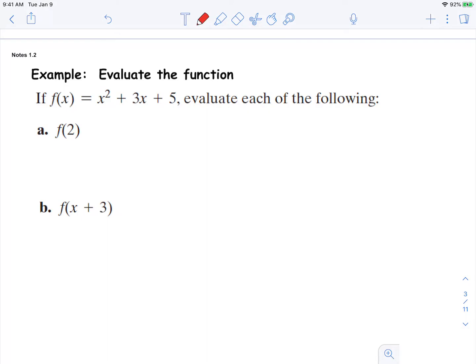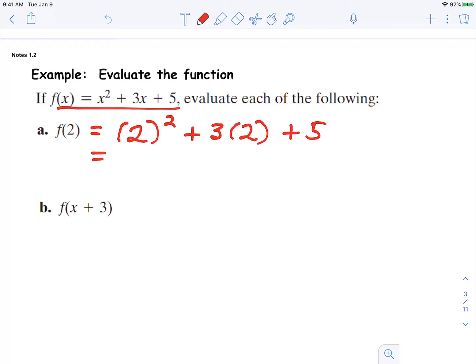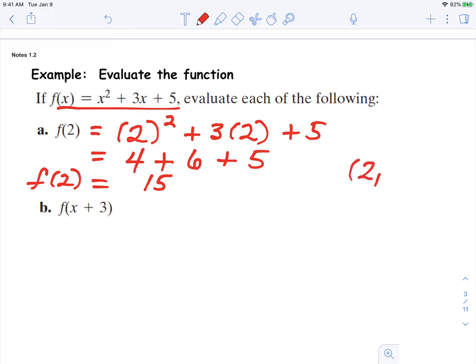The next topic is evaluating a function. So it says we have this quadratic function and we want to evaluate it for 2. So we're going to substitute 2 in for x and then simplify it with our order of operations. We'll do the 2 squared, which is 4, then multiply, and then we'll add. 4 plus 6 is 10, plus 5 more is 15. So f of 2 is 15. What we get is an ordered pair on this quadratic function when we evaluate it for a number.